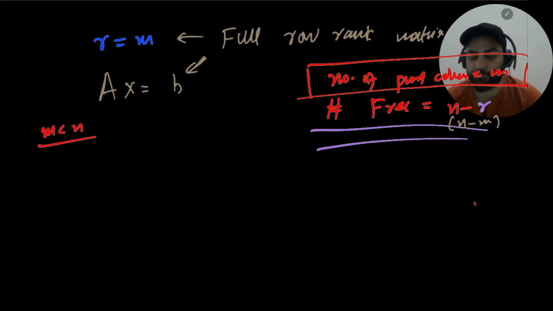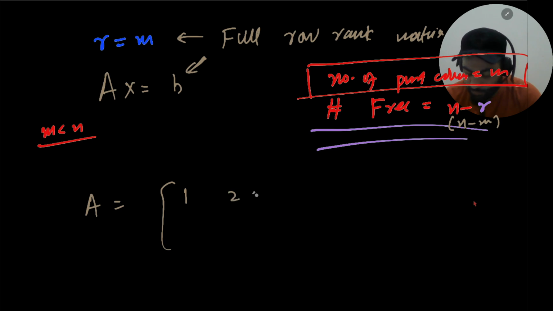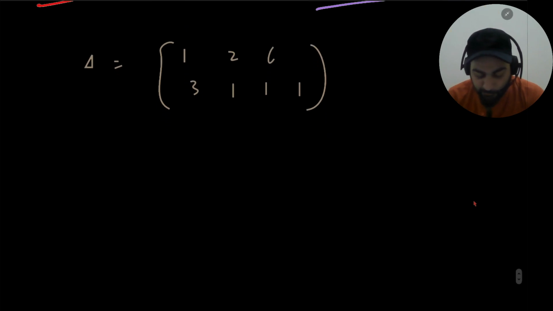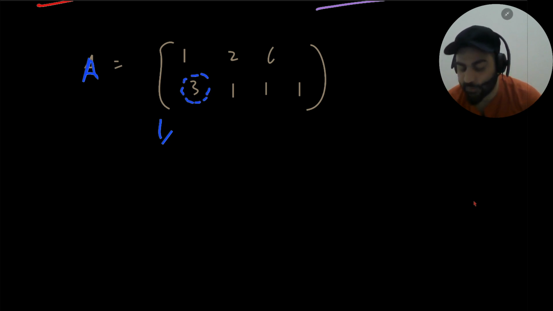Okay, let's take an example. Let's suppose A is like this. A is 1 2 6 5, then we have 3 3 1 1 1, something like this. This is the matrix. So what can you say about this row reduced echelon form? How can you make the row reduced echelon form out of this? You'll have to make this entry 0, this circular entry which I made in the circle.